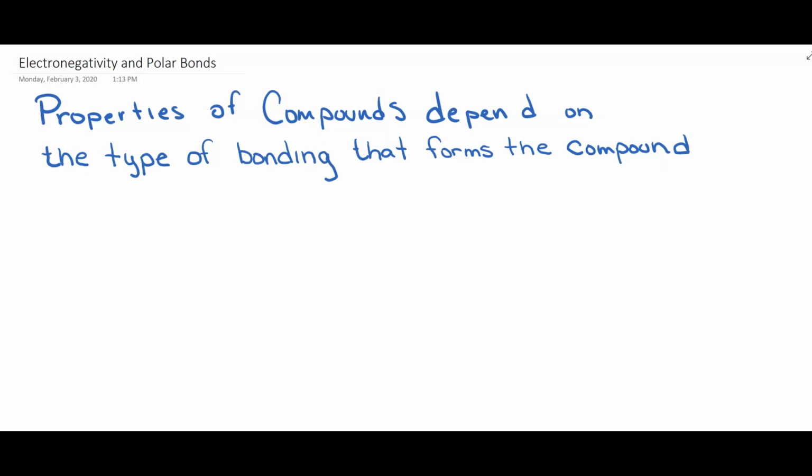You already know that salts tend to be solid at room temperature, where molecular compounds can be solid, but they could also be liquid and gas. You already know that salts, when dissolved in water, will conduct electricity, but even a soluble molecular compound never will conduct electricity. The properties of compounds that you see, like solubility, conductivity, phase at room temperature, all depend on the type of bonding that forms the compound.